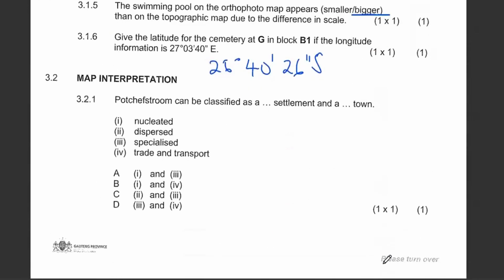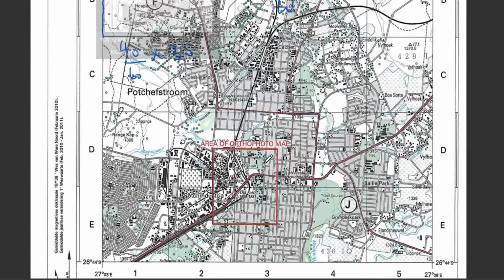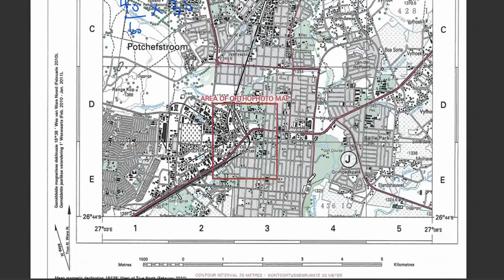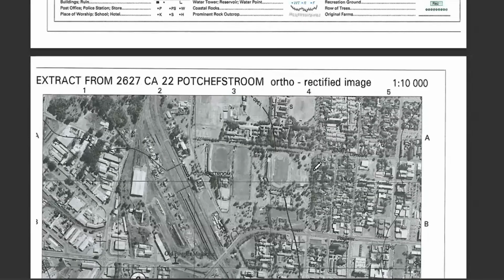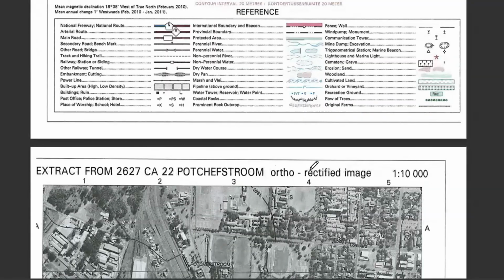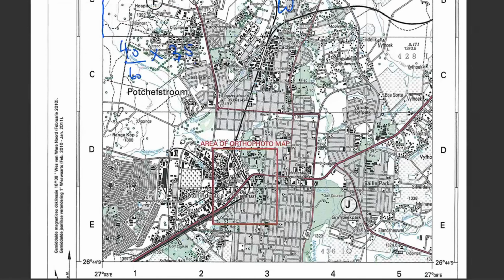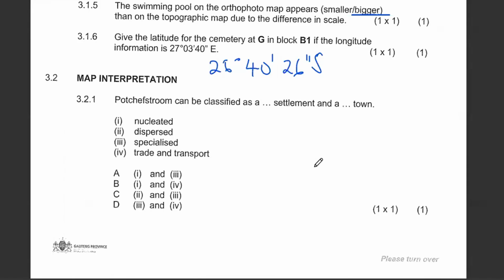So coming here, if we are classifying it as a settlement according to the map that we are seeing here, this is our Potchefstroom. You are seeing the nature of the buildings. If you try to take one part here, which has been orthophotoed, you can see the nature of the buildings there. So can we say it's dispersed, or can we say it's clustered? Then what kind of city is it? Right, so it's nucleated and it's specialized. It's an academic city, so it's specialized. So it's item 1 and item 3.